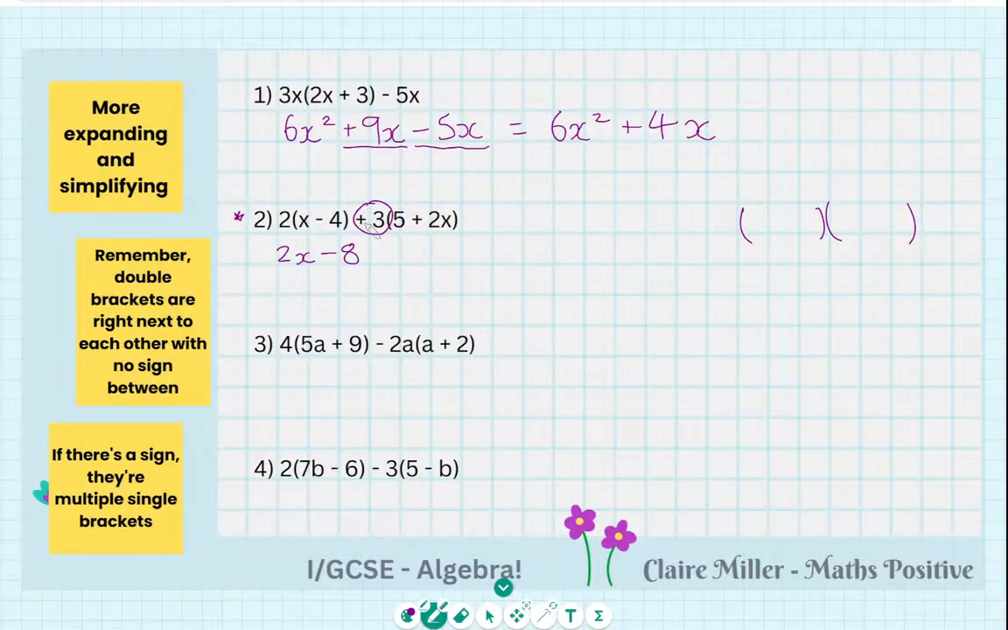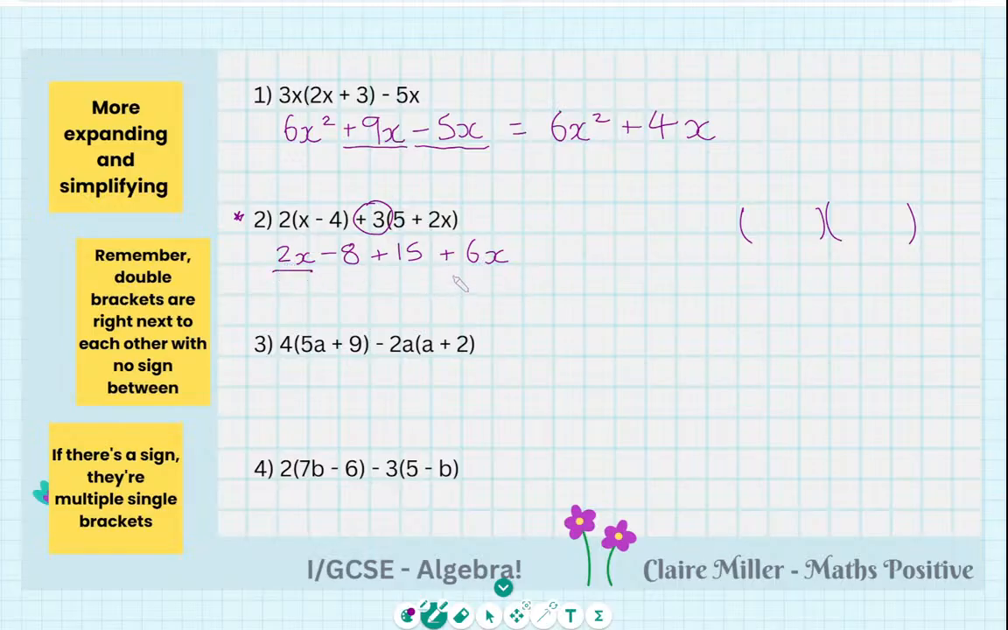And I'm going to think really carefully about this sign here. And later on, we'll see as well, people sometimes get confused by this and end up getting a sign wrong. So we've got 3 times 5, that's positive 15, because they're both positive. Positive 3 times 2x, positive 2x. So I'm going to do 3 times 2, that's 6, and then stick the x on the end to show that it's 6 times x.